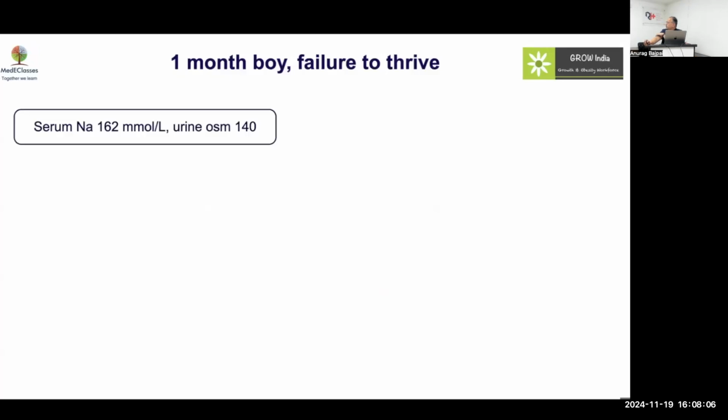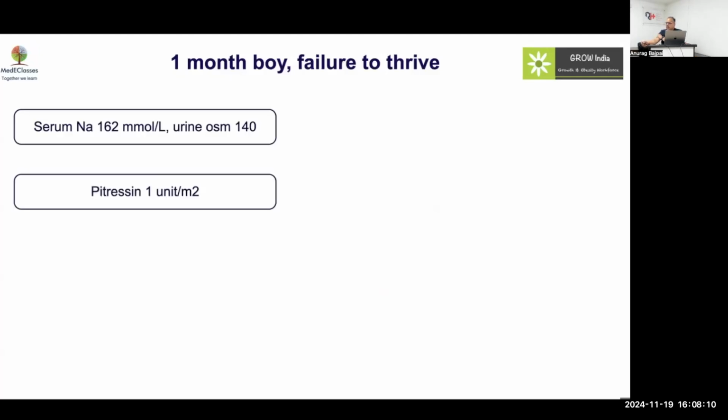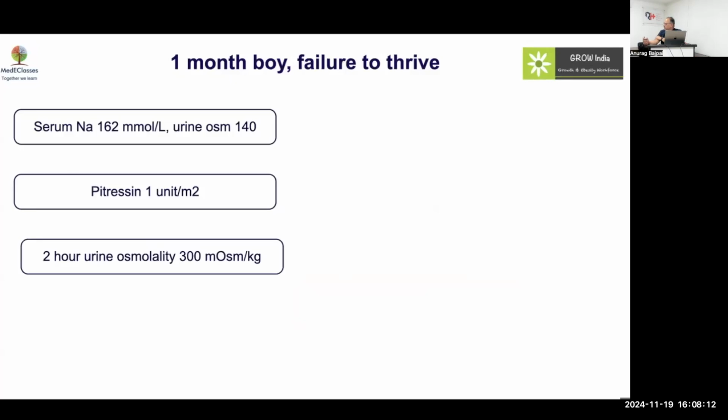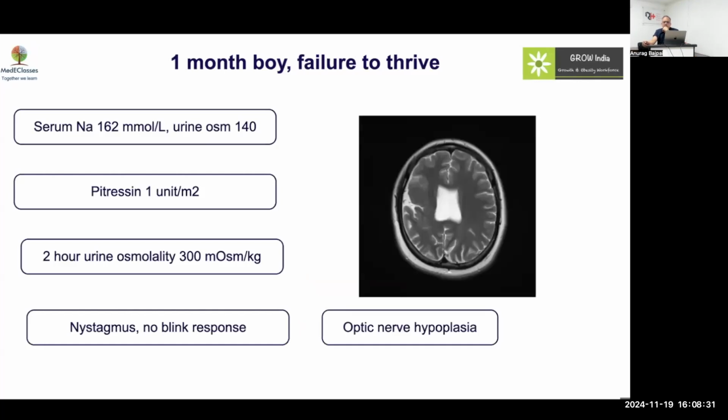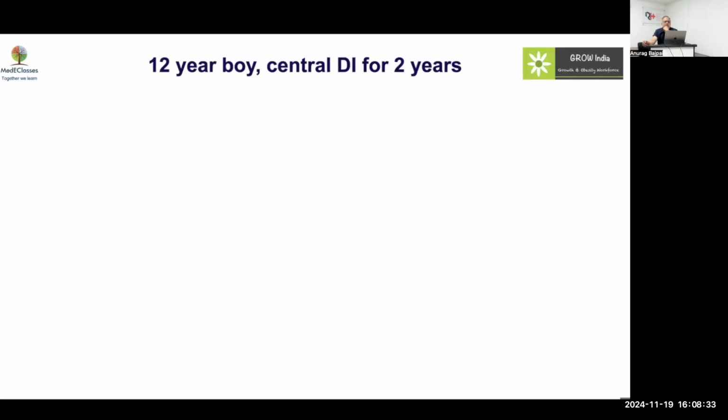1-month-old boy with failure to thrive, high serum sodium, urinary osmolality low, given pitressin. 2-hour urinary osmolality is 300. So this is central DI. So you have to look at other things. Malformations, nystagmus, no blink response. So this is a septo-optic dysplasia.